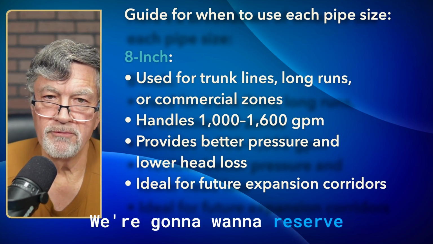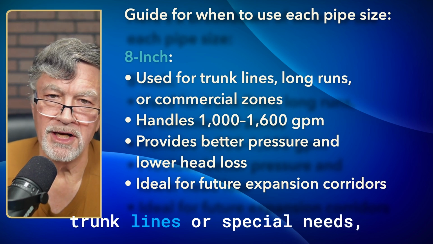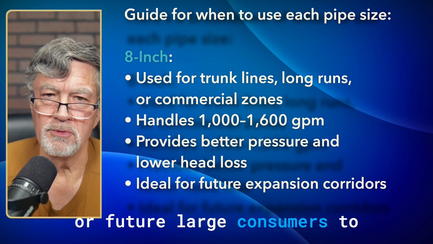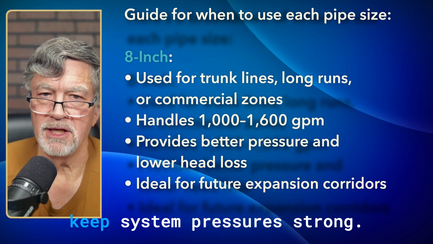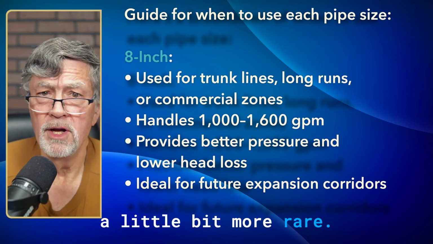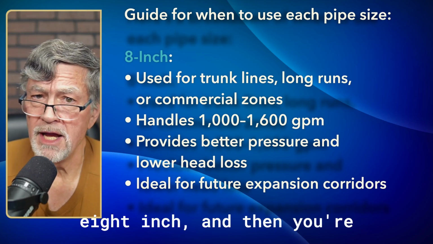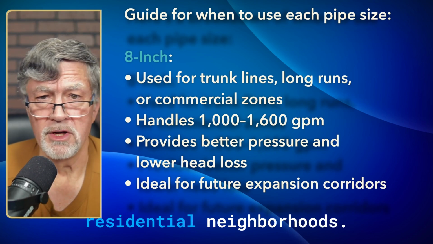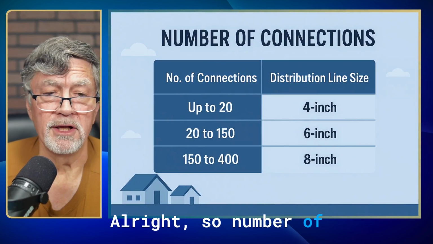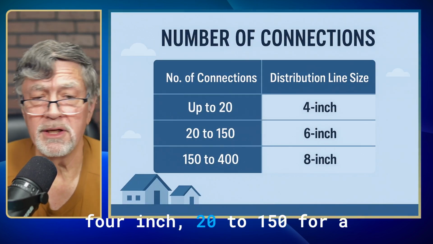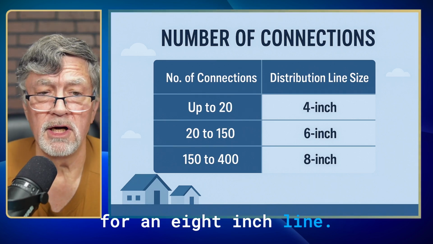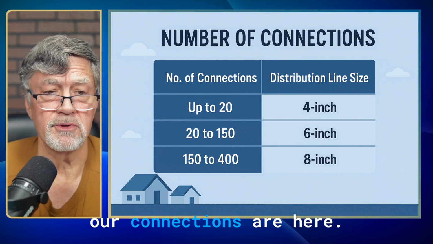We're going to want to reserve 10-inch or larger pipes for trunk lines or special needs, for example, source feeds or future large consumers, to provide ample capacity and keep system pressures strong. So the 10-inch lines are going to be a little bit more rare. Generally, most of your mains are going to be the 8-inch, and then you're going to have 6-inch into residential neighborhoods where you're going to have fire flows. All right, so number of connections: up to 20 for 4-inch, 20 to 150 for a 6-inch line, 150 to 400 for an 8-inch line. So you can basically see what our connections are here.